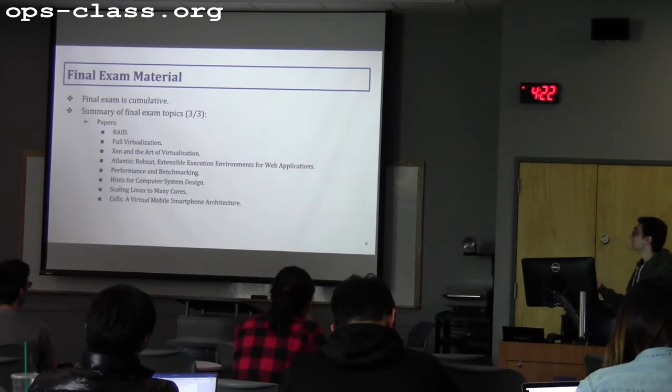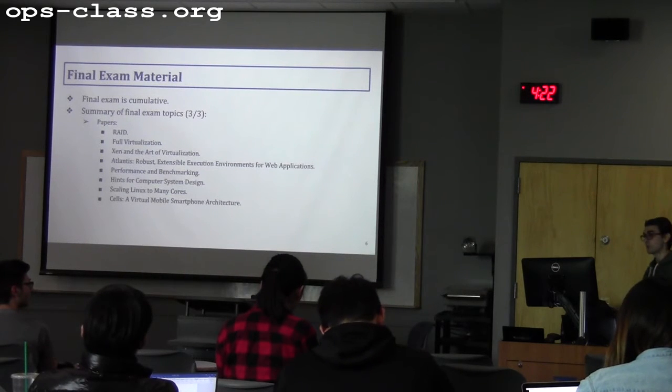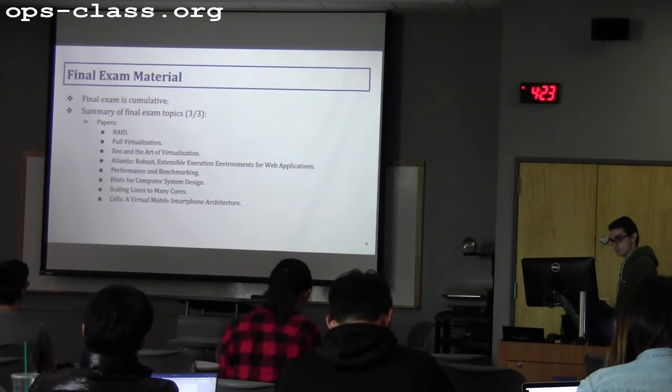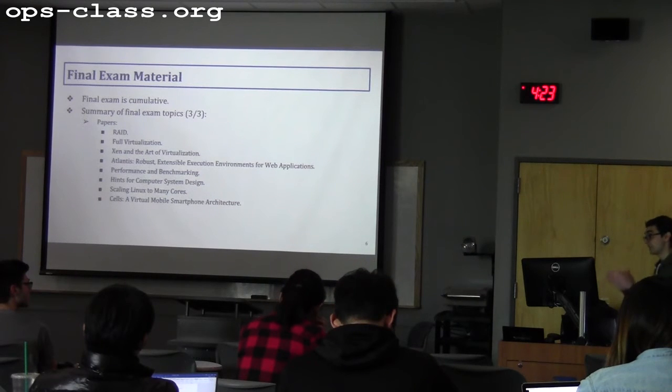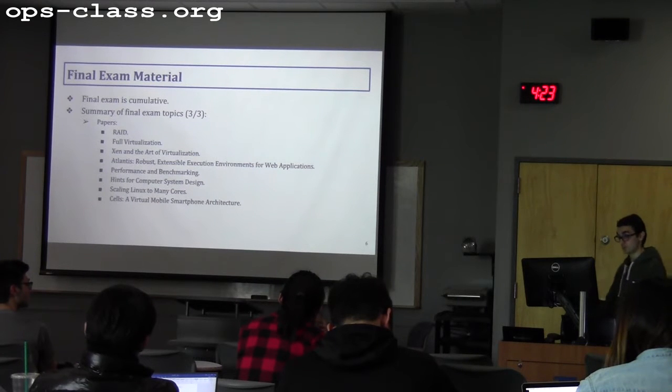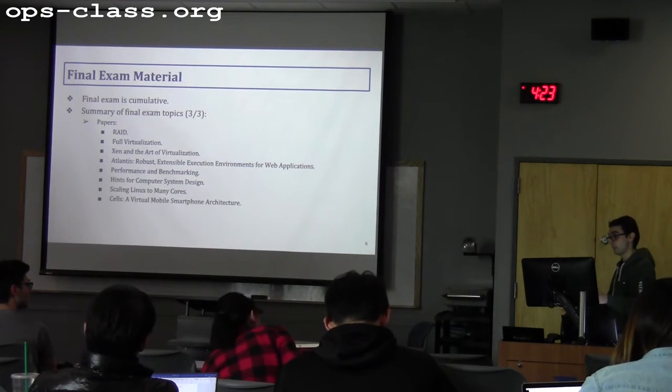This is important, so make sure to know a set of these. At least you should be able to define them, talk about them, compare them, and provide examples for these. Then we have scaling Linux to many cores, and the last paper, which is virtual mobile smartphone. So for the papers, what is covered in the final is whatever was discussed in the lectures. Maybe the slides don't cover everything, so to get a better idea of the concepts of these papers, you need to read or go through the papers, but what you're required for is whatever is discussed in the lecture.